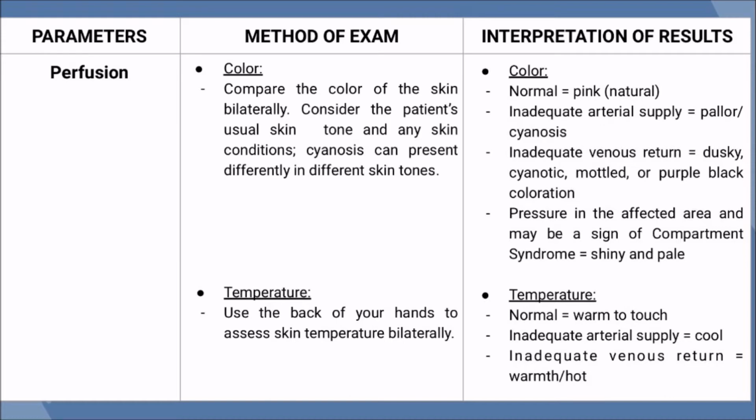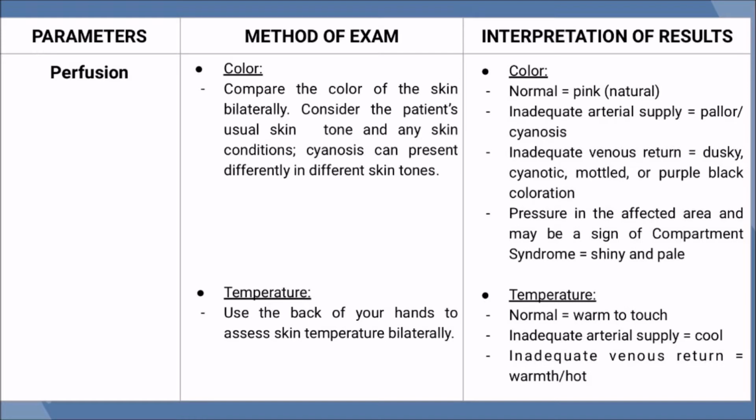Pallor or cyanosis may indicate inadequate arterial supply. Dusky, cyanotic, mottled, or purple-black coloration may indicate inadequate venous return. Shiny and pale skin may indicate pressure in the affected area and may also be a sign of compartment syndrome.